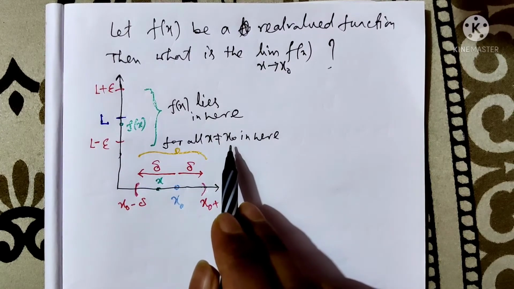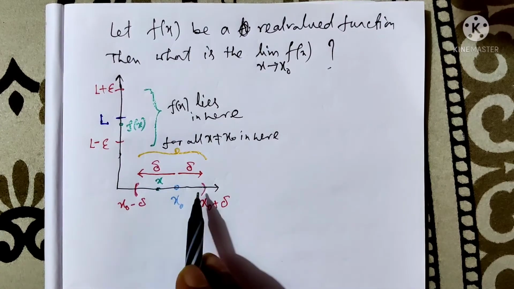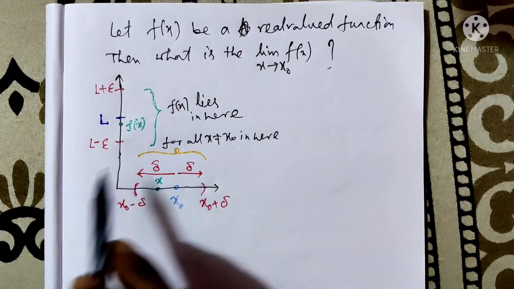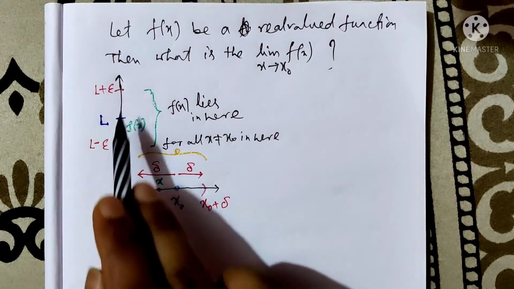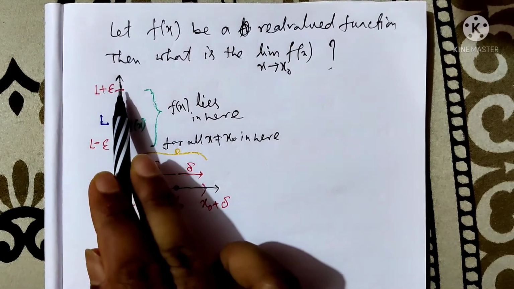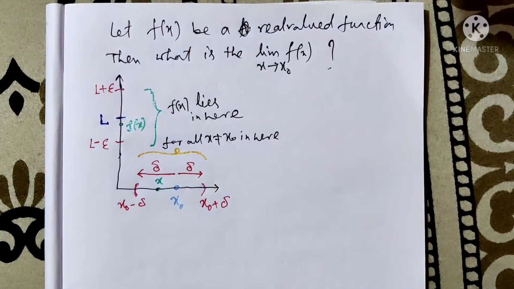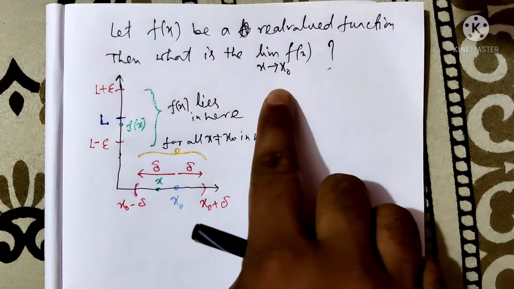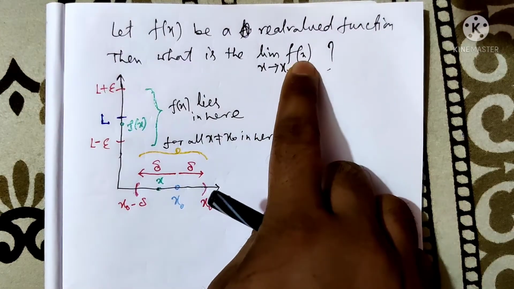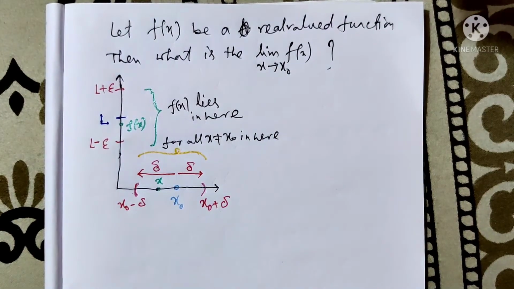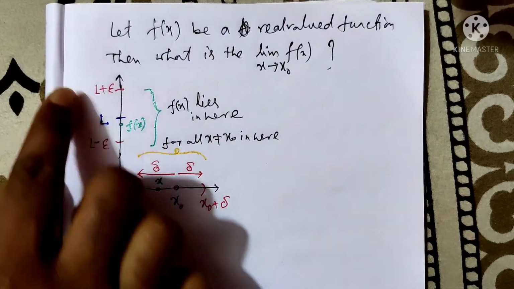For x lying here in between this, f(x) lies between this, either this or this. So f(x) lies between this. Here you want to learn what the limit of f(x) as x tends to x naught is. So this is the picture.